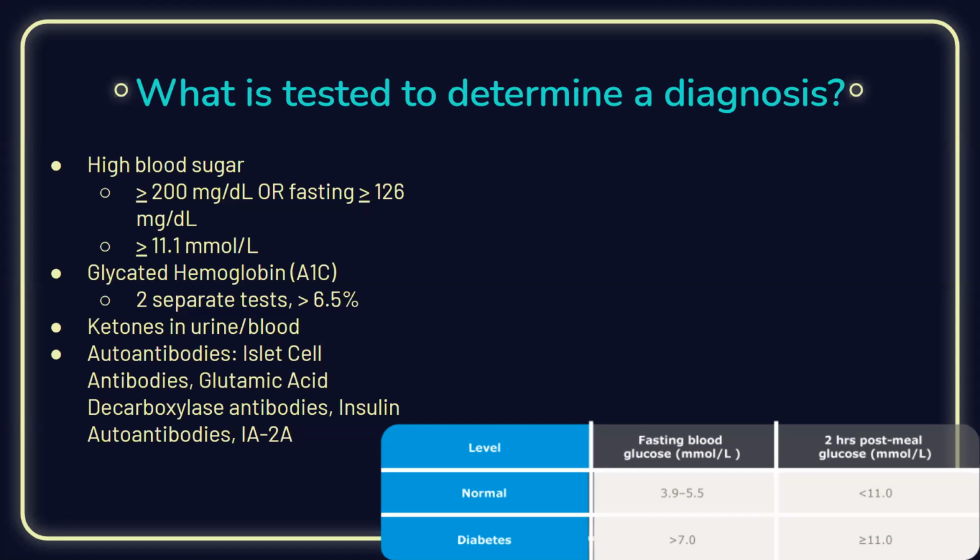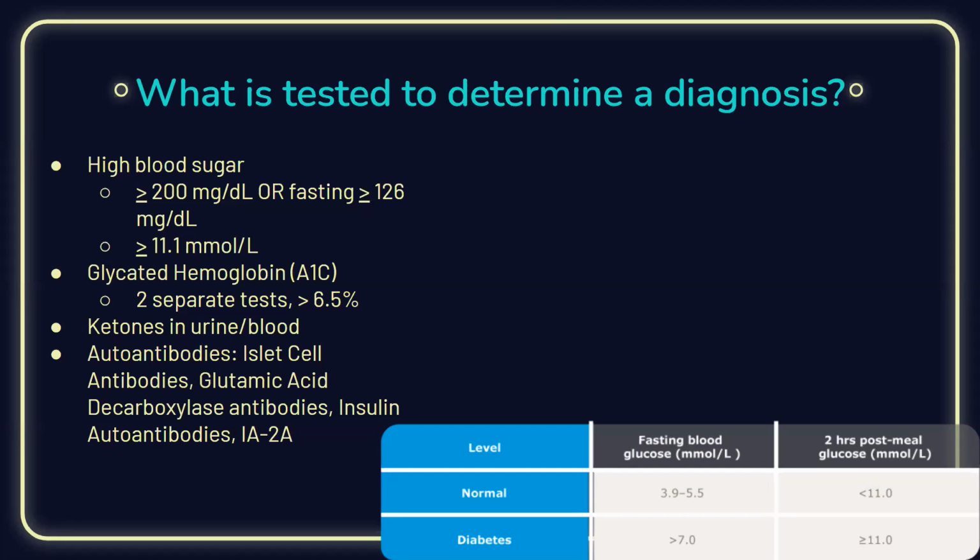The reason that fasting blood glucose is different from the level 2 hours after a meal is because when you eat food, your body extracts glucose from that food, and that glucose gets circulated throughout your blood and your urine.